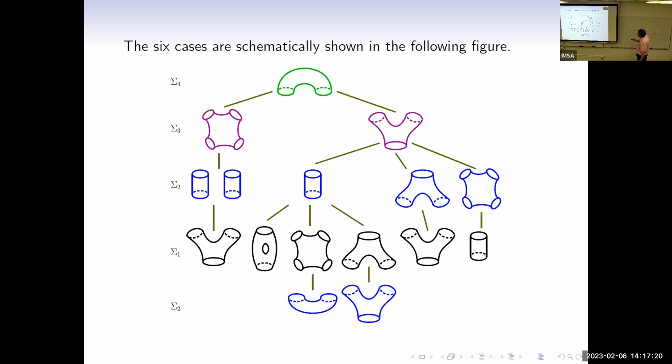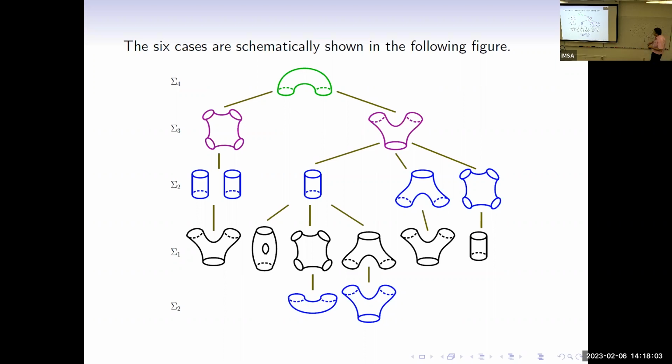But here is a picture. So what does this mean? The first case, say we start with an annulus, then there is a 4-punctual sphere, something like that. Then 2 annuli, and then 1 pair of pants, something like that.